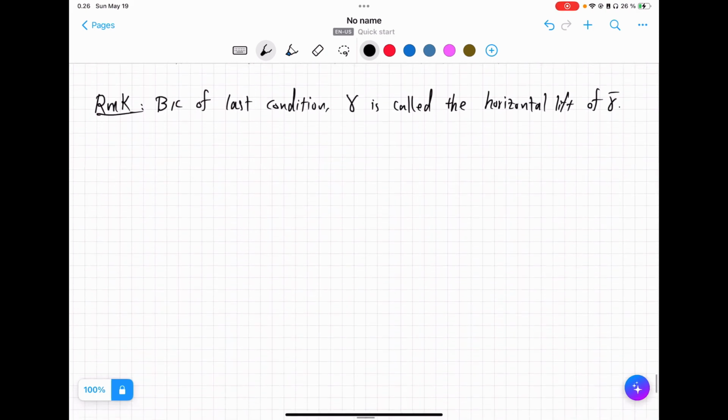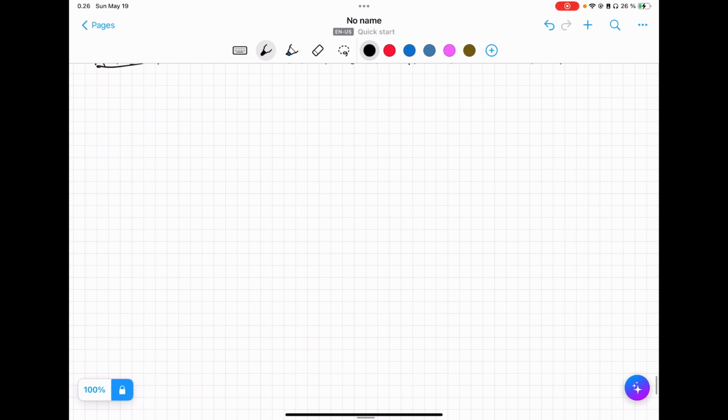So let's look at the proof, and I include this especially because I want to show you where the assumption of absolute continuity, which we have been using the whole time, really plays a role.